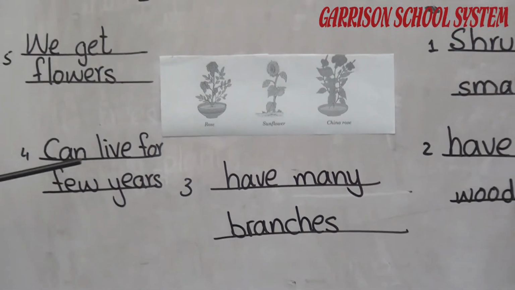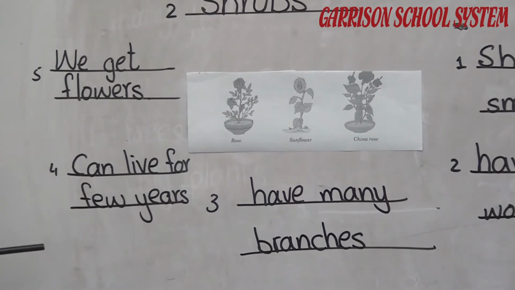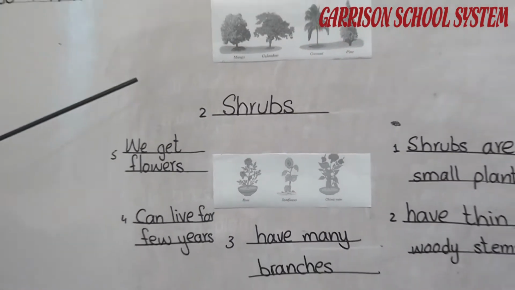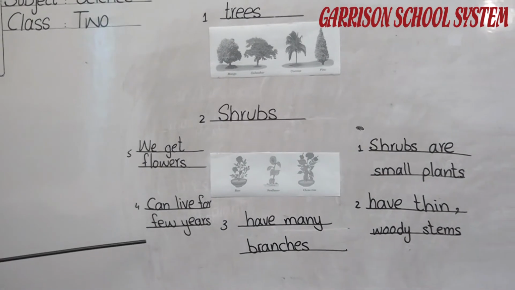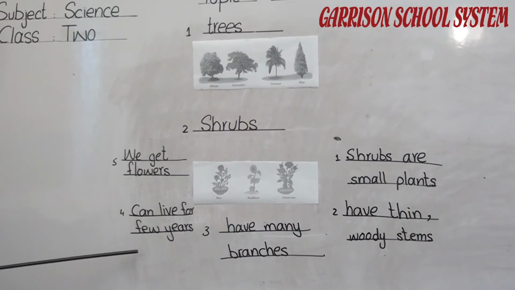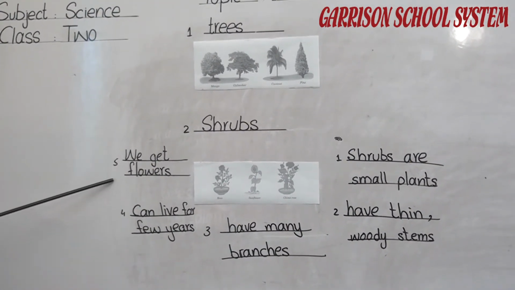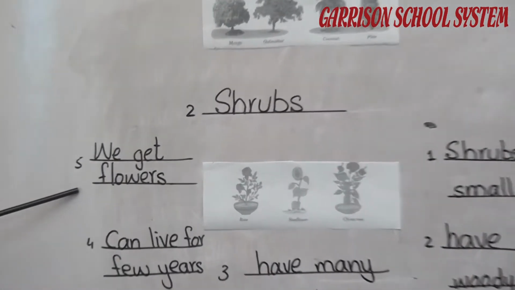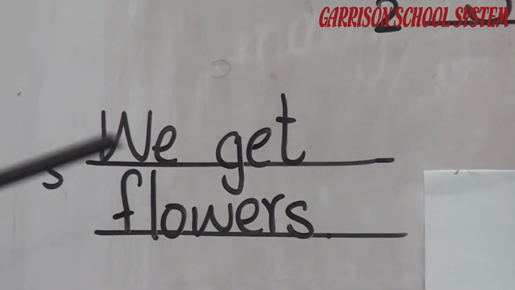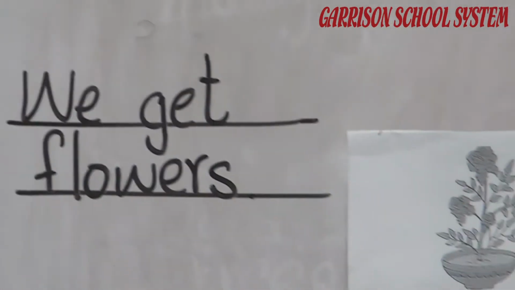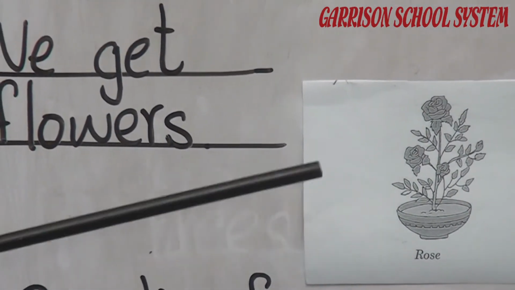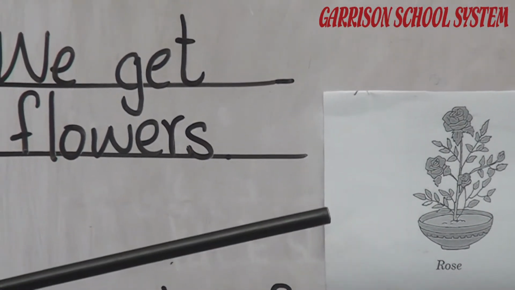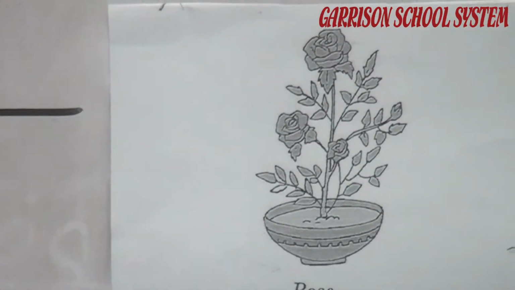Number 4, they can live for few years. You know that trees live for many years and for hundreds of years, but the shrubs can live only a few years. What do we get from the shrubs? Shrubs are flowering plants. Mostly we get the flowers from the shrubs. That's why they are called flowering plants.